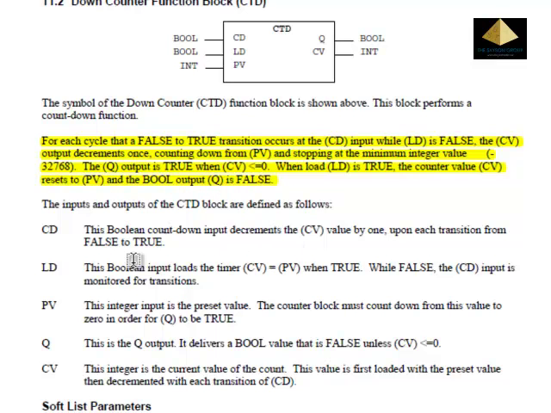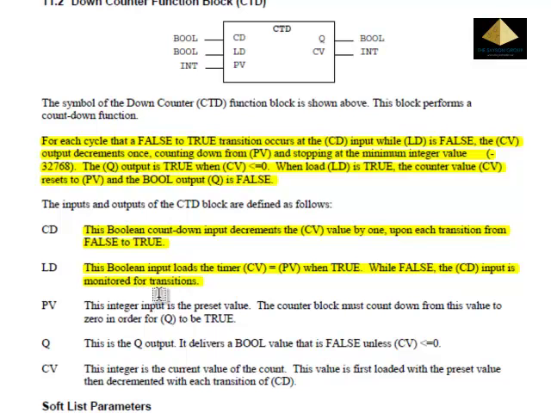Now, what does it mean? CD, the same as with the count up counter function block. This transition from false to true will be a trigger to a countdown. Just remember, countdown. A transition from false to true in your CD input will be a trigger for a one-step countdown. LD is the initial value of your CV since we're counting down. So what does it mean? When this LD is true, whatever the value of PV is, it will be loaded into CV.